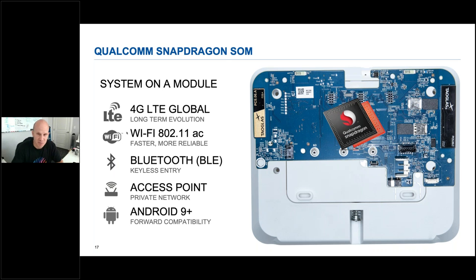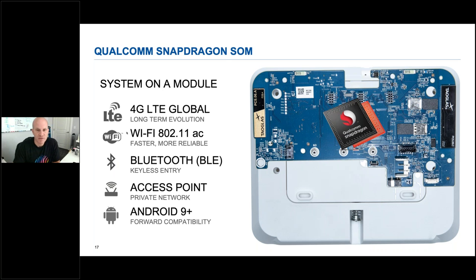We also get an access point, so we can broadcast our own Wi-Fi in the home to connect cameras and keypads and things like that. We'll talk about that a little bit. And we start with Android 9. Now, if you remember, IQ Panel 2 was on Android 5. So that's a pretty big leap forward on the operating system layer level, and gives us a lot of new capability that we'll be able to leverage over time. And we can increment that forward if we need to, but that's our starting point.